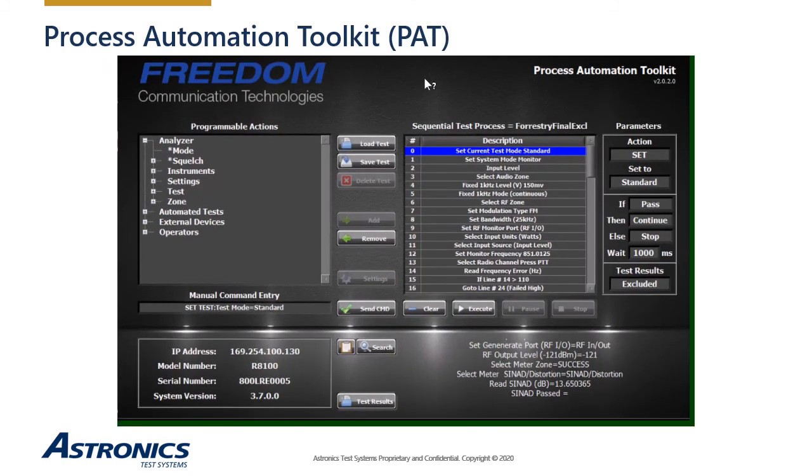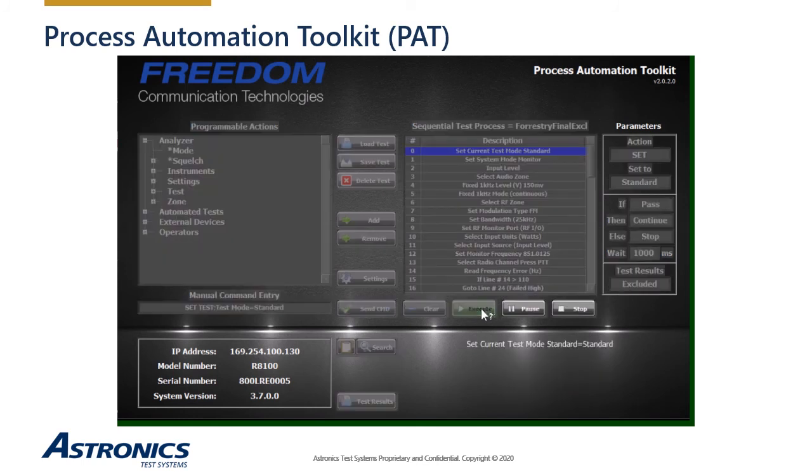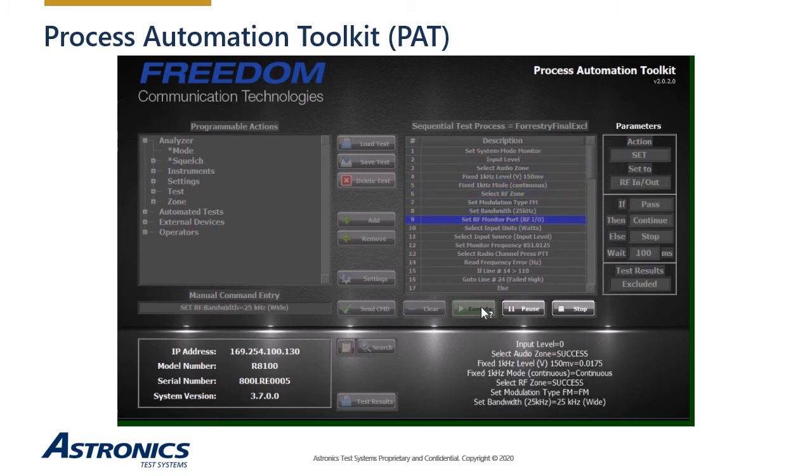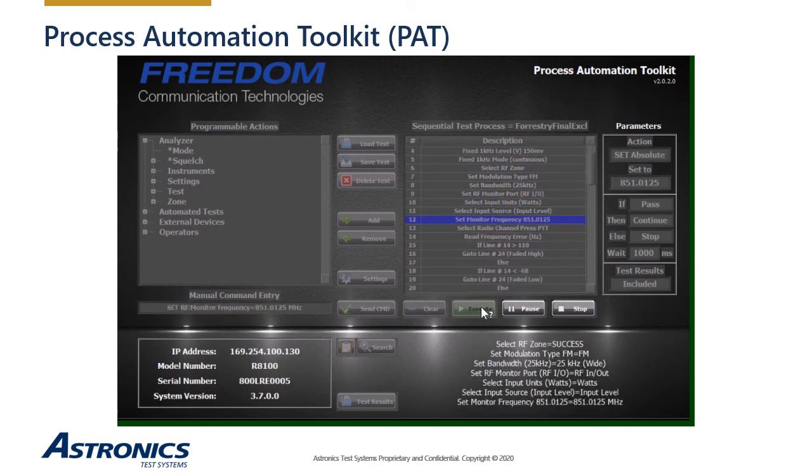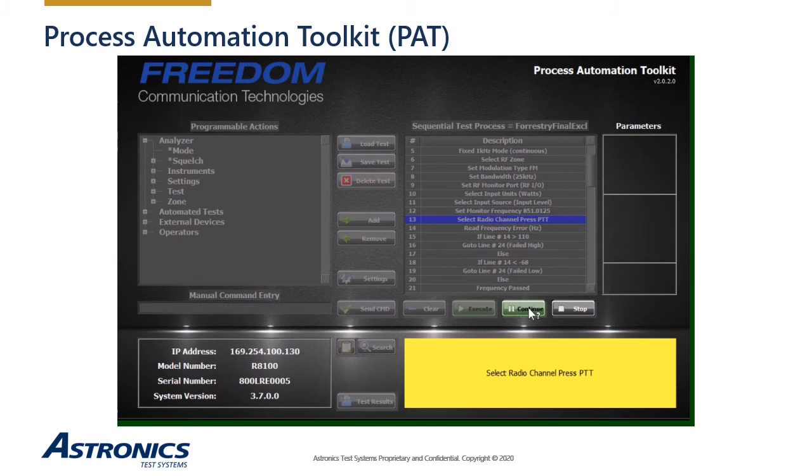Okay, now let's run the script that we looked at in the previous 4 slides. So we're going to demonstrate the PAT script in anger. So first of all, we're going to set up the unit. Then we're going to press the execute key. And the monitor gets set up in parameters that suit the radio under test. Then we come to a pause statement that says select radio channel and press PTT, which is press continue.